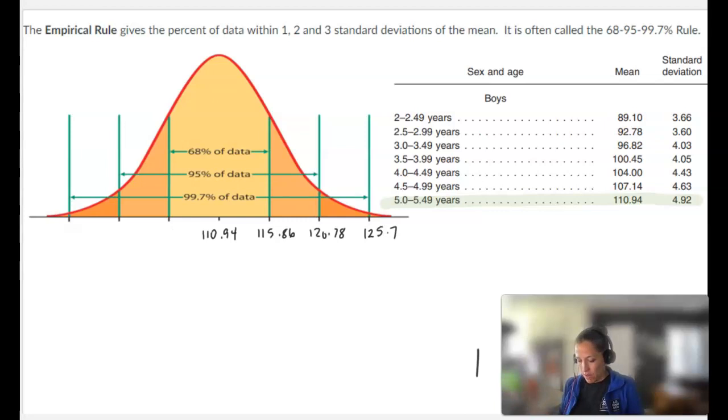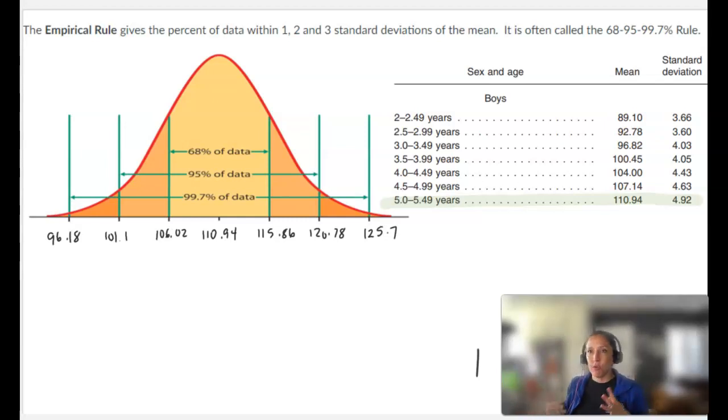I got distracted. Minus 4.92, we get 106.02. Subtract another one, 101.1, and a last 4.92 takes me to 96.18. Yes. All right.